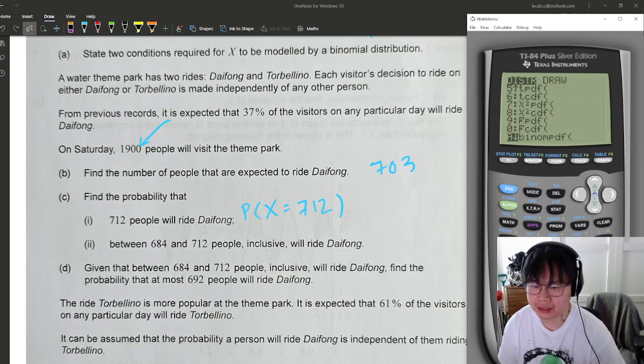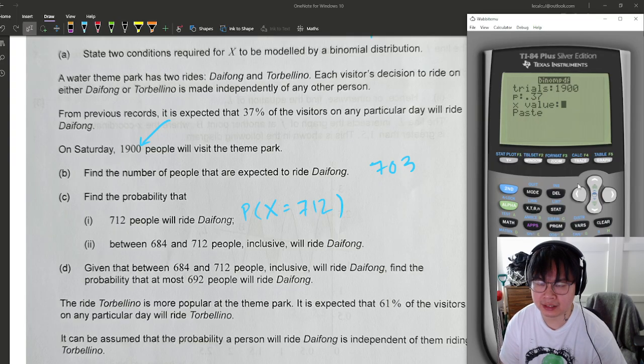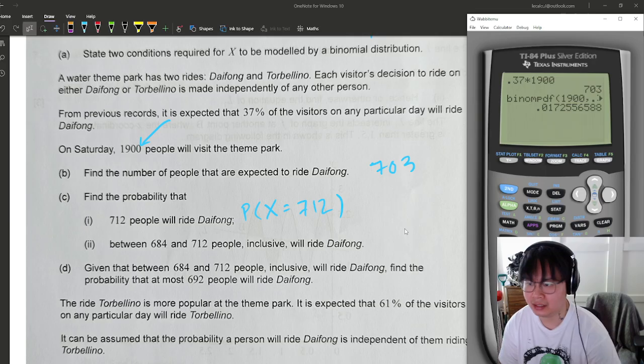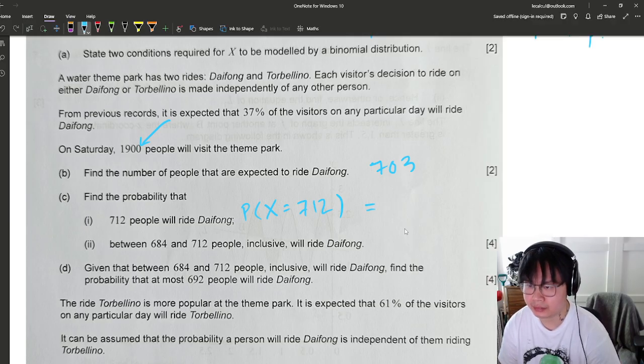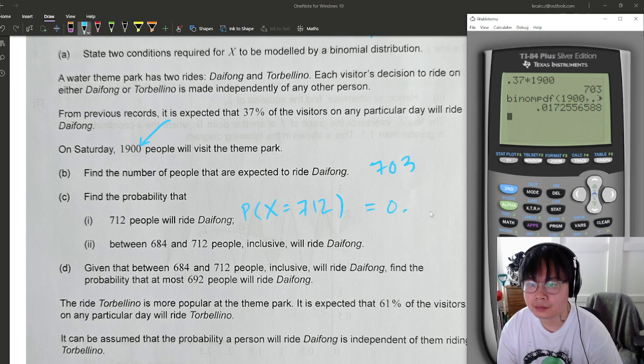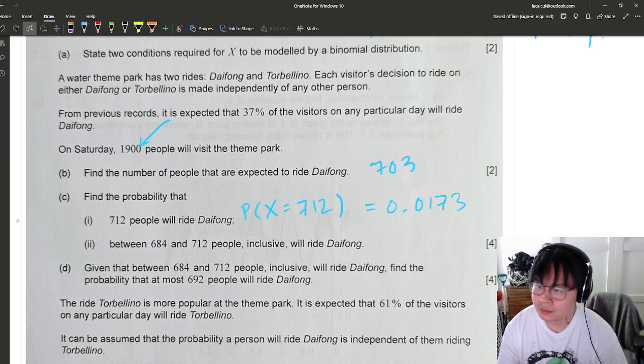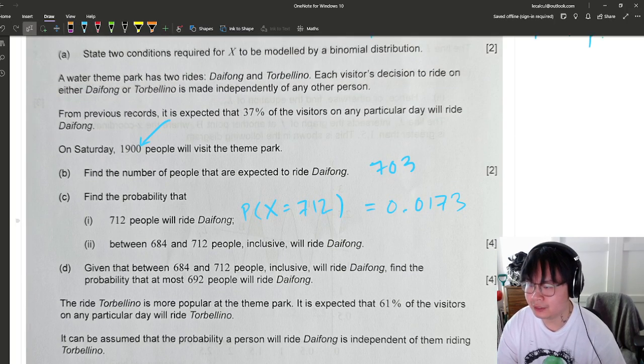So this is a binomial probability out of 1900 people, with the probability of each person going on this ride being 0.37. What's the probability that 712 people go on this ride? And then there you go. It's not that high. 1.73%? Well, it's only 37% for one individual person, so almost half of them going is pretty unlikely.